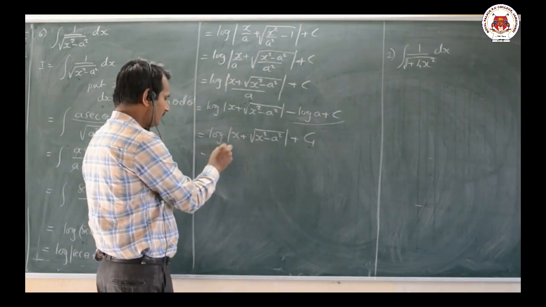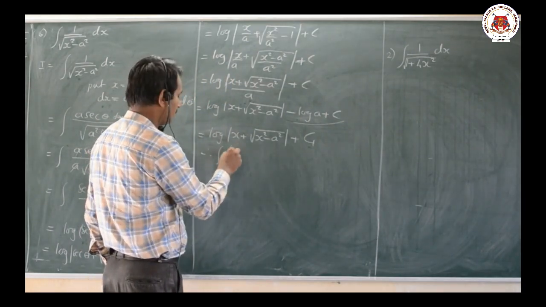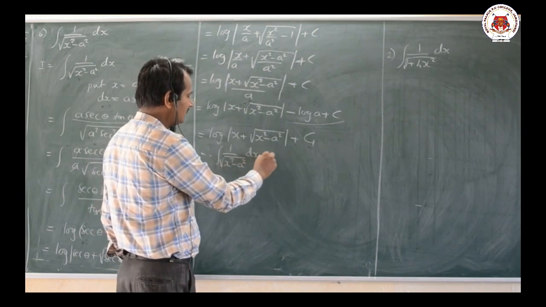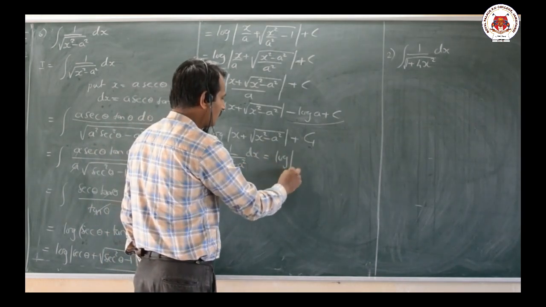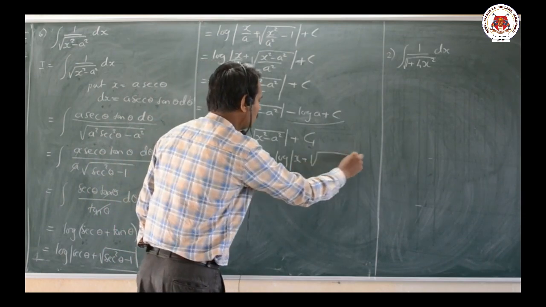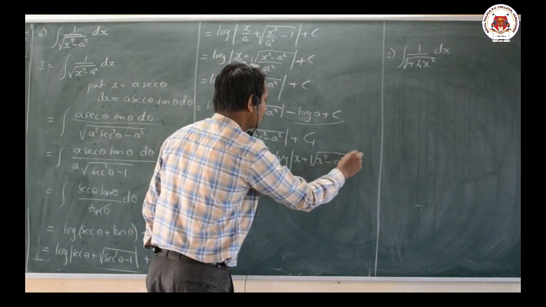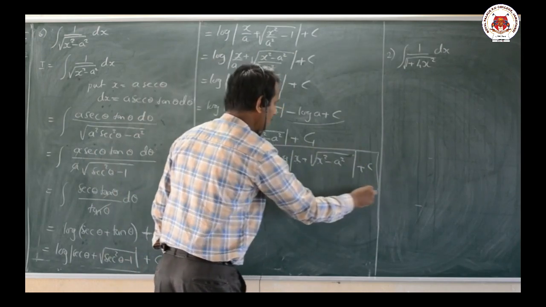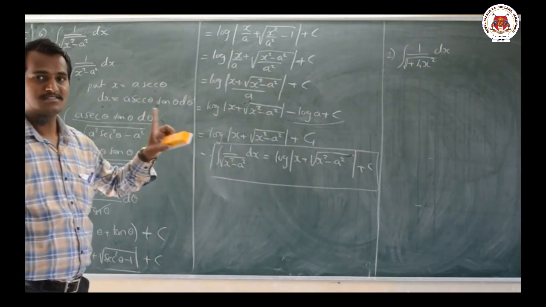Therefore, what is the formula? Integration of 1 divided by root of x square minus a square dx is equal to log of x plus root of x square minus a square plus c. That is your required formula to find the integration of root of x square minus a square.